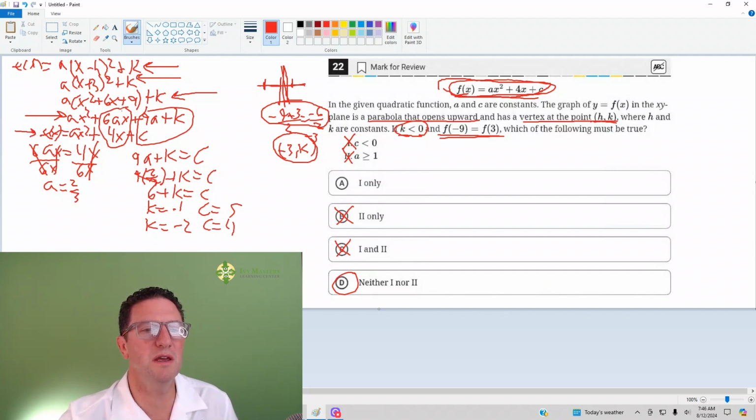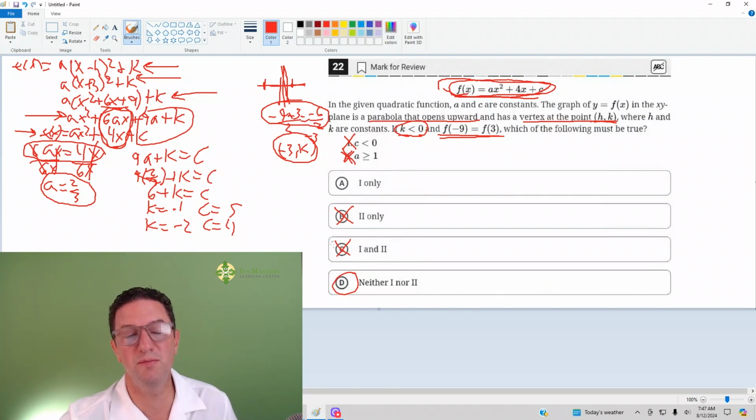What you see is what's attached to the x is 6a for the vertex form of the parabola that I did, and in the original, it's 4x. So those must equal each other. They're the only things attached to x. When you set them equal, you find that a is 2/3. So we know that Roman numeral 2 is false because 2/3 is not greater than or equal to 1. So we could get rid of B and C for that reason.